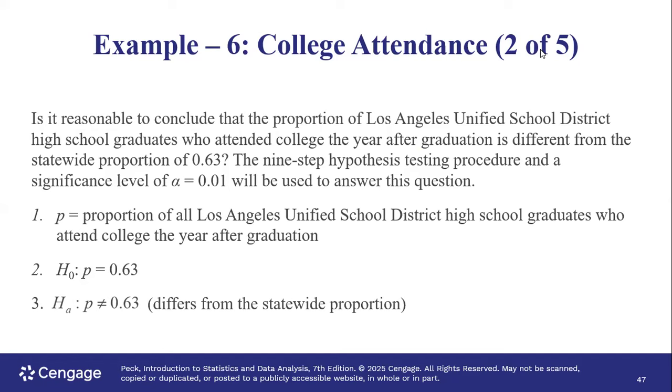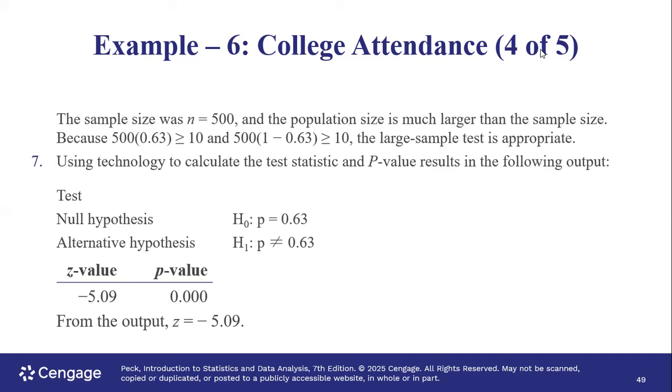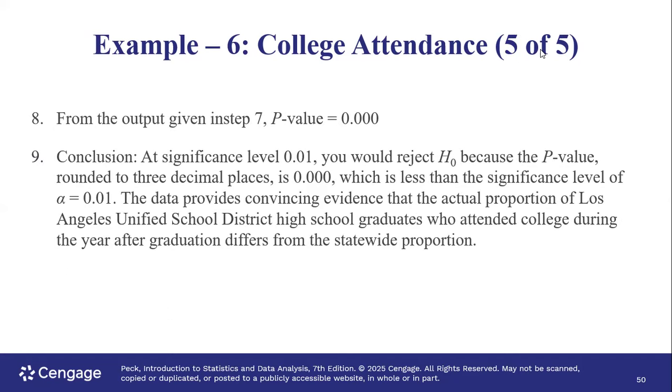And we will state that at alpha equal to 0.01, there is enough evidence to support the alternate hypothesis that the population proportion is not equal to 0.63. At a significance level of 0.01, you would reject the null hypothesis. The p-value rounded to 3 decimal places is 0.000. Like I said, 6 zeros followed by 3 is the p-value, which is less than the significance level alpha of 0.01. The data provides convincing evidence that the actual proportion of Los Angeles Unified School District high school graduates who attended college during the year after graduation differs from the statewide proportion.